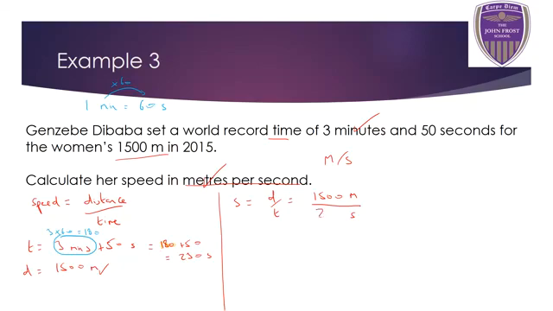Okay, so it's 1500 divided by 230. So 1500 divided by 230 gives me 6.521, etc.